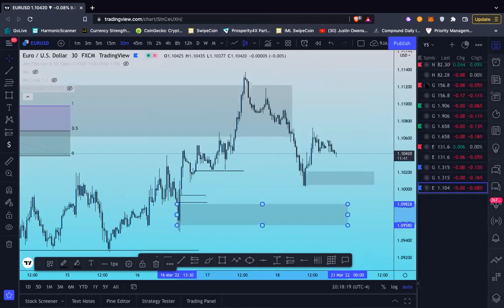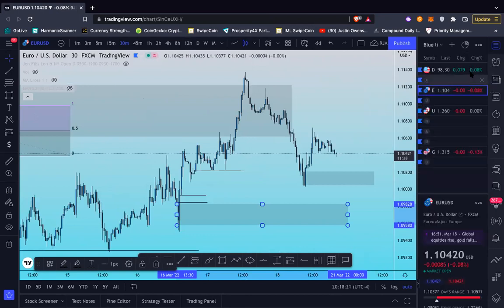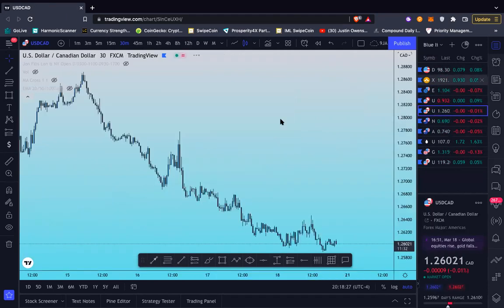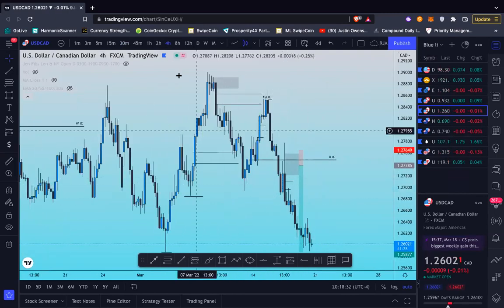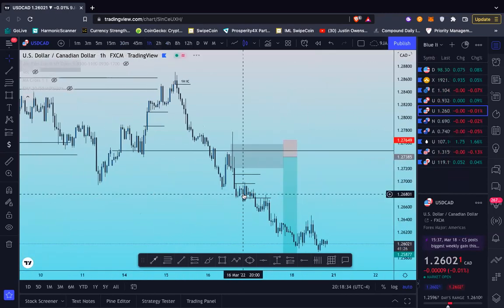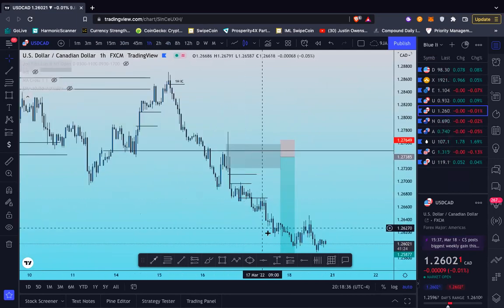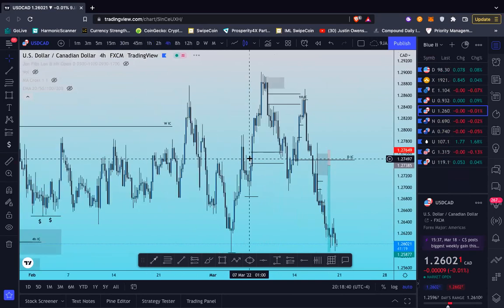Let's go ahead and get into the different pairs I have here. So right here we have, what is it, USD CAD. I'm going to go right into this. USD CAD, baby. What's going on with USD CAD? Wow, this boy dropped. This boy dropped and it left without me.